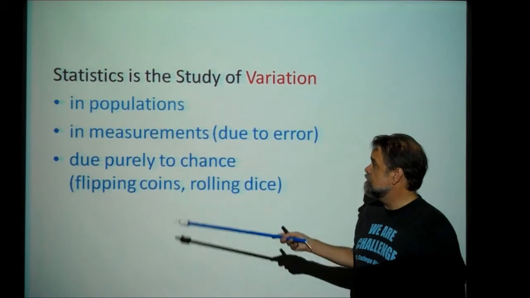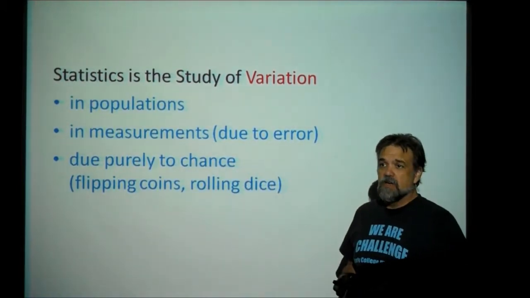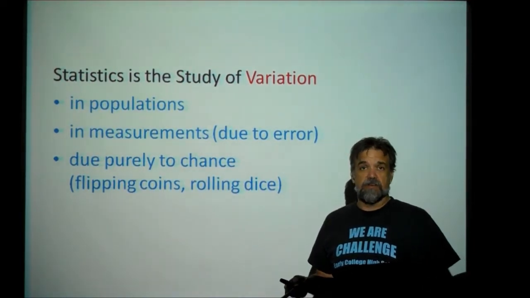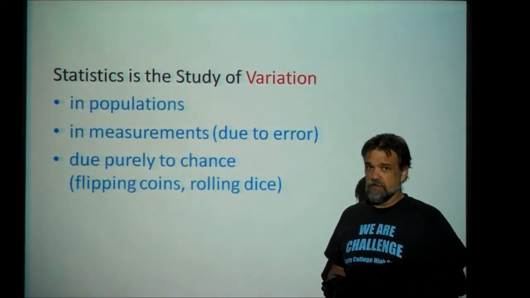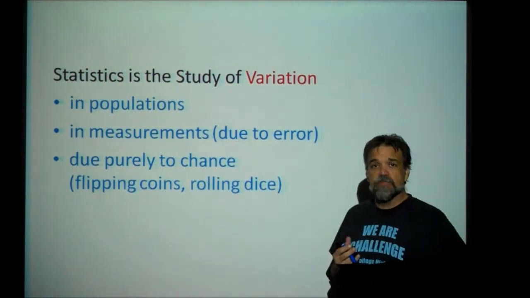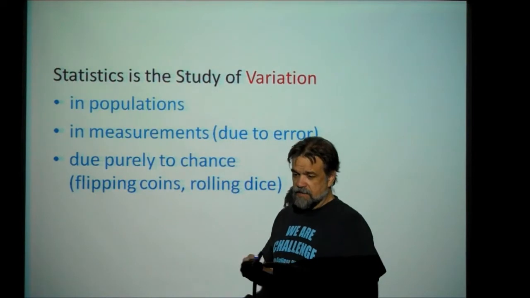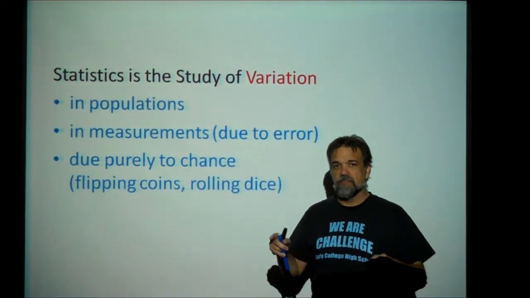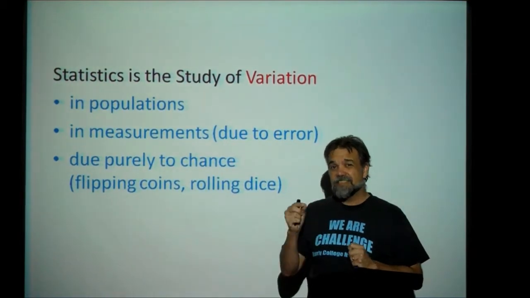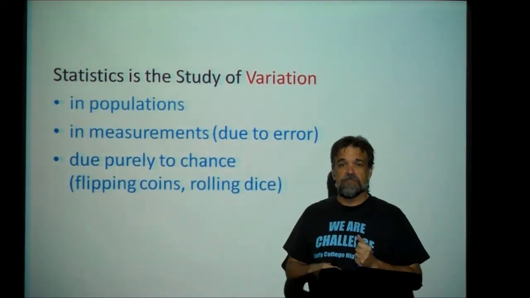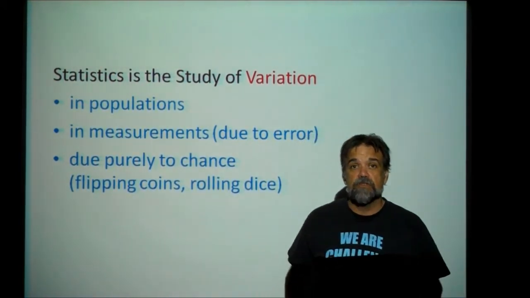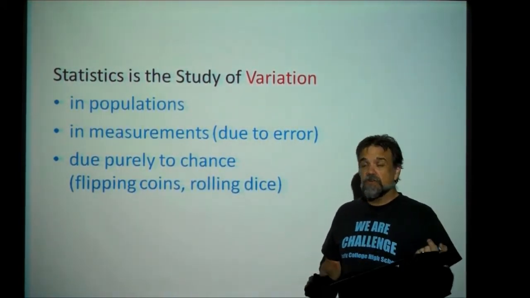Variation, you see variation in populations. For example, we're not all the same height. We don't have all the same hair color, same eye color, same skin color. We're not all the same gender. So there's variation in all of that. You also get variations in measurements. If I hand somebody a long rope and I say, measure that, and then I hand 10 other people the same long rope, measure that, they'll probably get 10 slightly different measurements because there's errors. There's tiny errors that they're making each time. So you get variation that way.